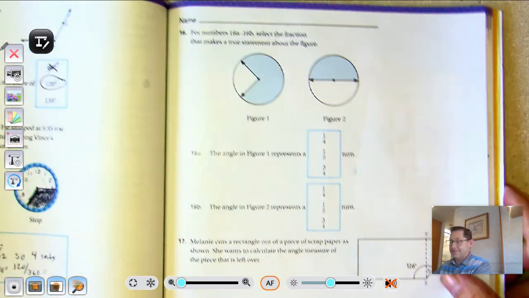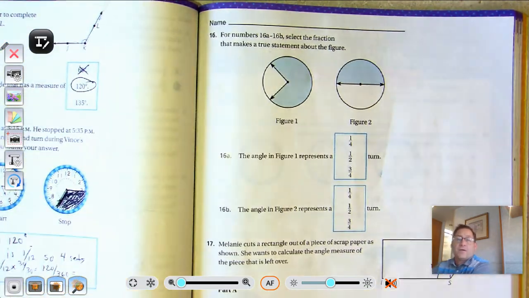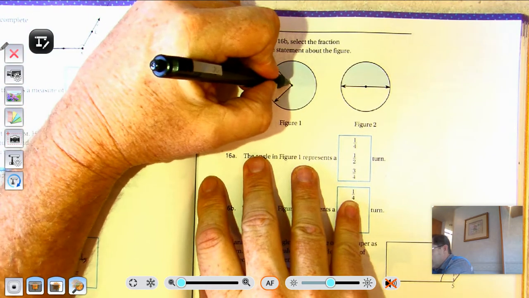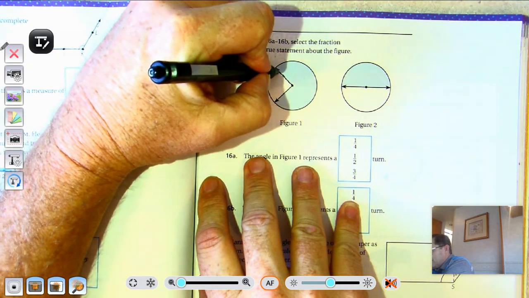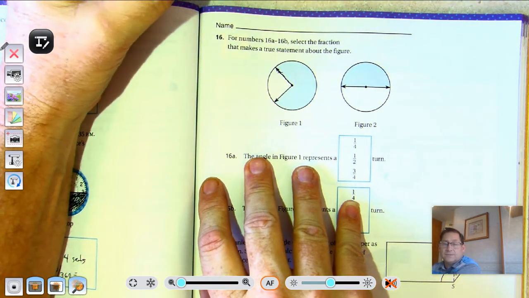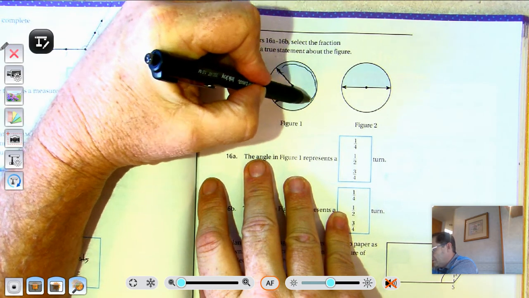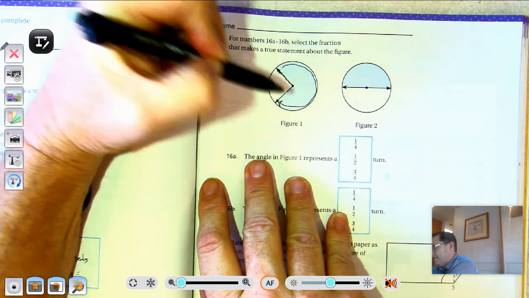Okay, page 467, number 16. For numbers 16a through 16b, select the fraction that makes a true statement about the figure. Okay, so initially this was 0. We had basically 2 rays sitting on top of each other. It slowly starts to turn all the way around and stop right there.